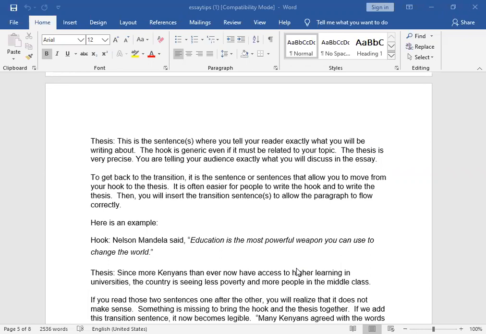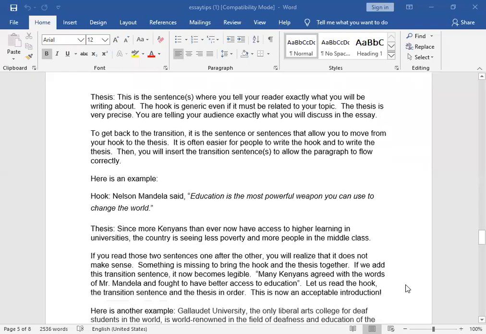It's an example rather. Since more Kenyans than ever now have access to higher learning in universities, the country is seeing less poverty and more people in the middle class. Remember, the hook was, education is the most powerful weapon we can use to change this world. So in this case, the storyline or the thesis is now leading us to that hook.